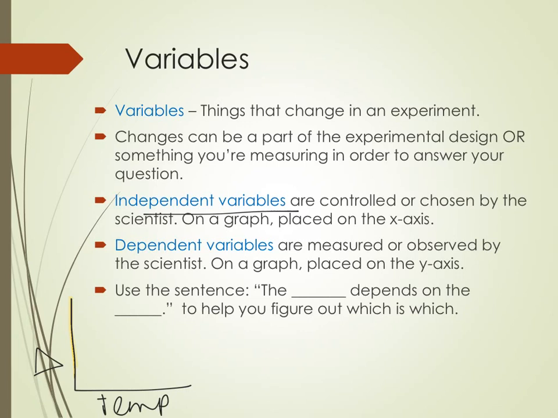So you can use this bottom sentence, the blank depends on the blank, to figure out which is which. Does the rate of change depend on the temperature? Or does the temperature depend on the rate of change? Well, no. The rate of change depends on the temperature. So the rate of change is your dependent variable, and your temperature is the independent variable. So you can use that sentence to help figure that out.